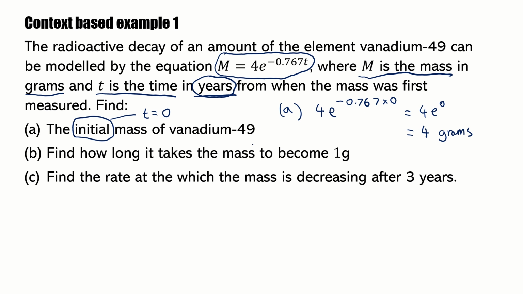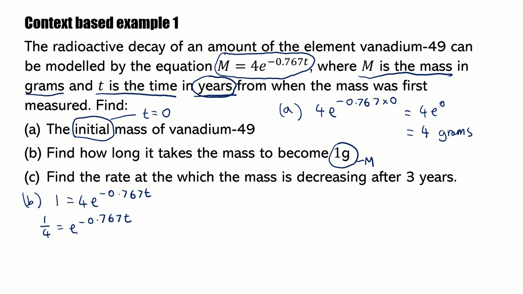On to part B, we've got to find how long it takes the mass to become 1 gram. So they're telling us for this question that m is equal to 1. So we've just got to plug 1 into the equation and then find what t is. Ultimately this is just using skills we've seen in previous videos to do with logarithms. We want to isolate the e part so that we can use a logarithm. So I'm going to first divide both sides by 4 to get this. And then we're going to use logarithms to deal with the fact we've got the unknown variable in the power, which is not a nice place to have an unknown variable.